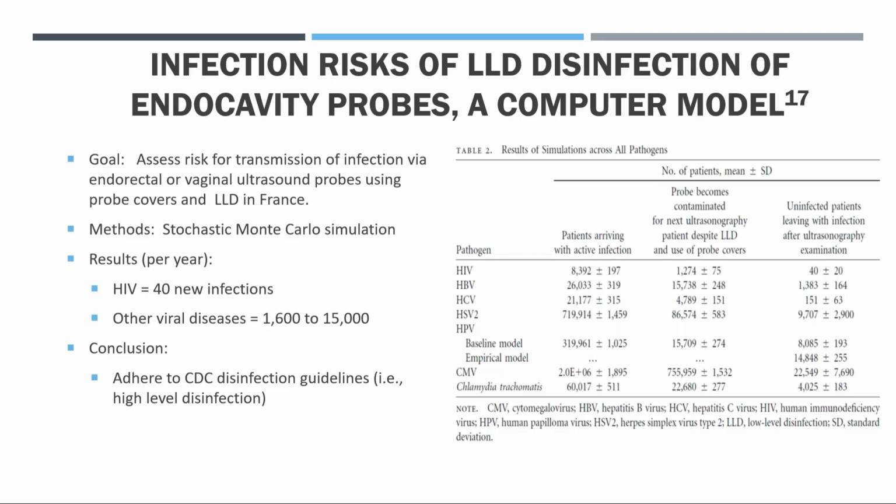The references are all listed for you at the end of this presentation. But you can see the risks include HIV, hepatitis B, hepatitis C, human herpes simplex virus 2, HPV, importantly, the most difficult to inactivate, CMV, and chlamydia trachomatis. So a variety of viral and bacterial pathogens that would remain on a used probe that could infect the other patient, and as you've seen in this modeling study, lead to a substantial number of infections in a country about the size of France.